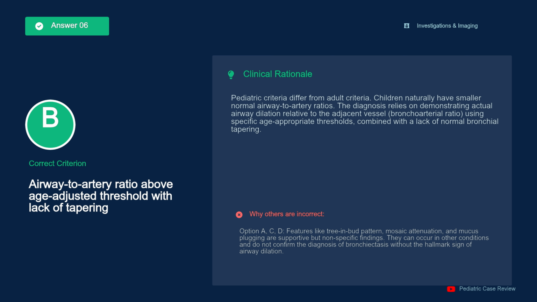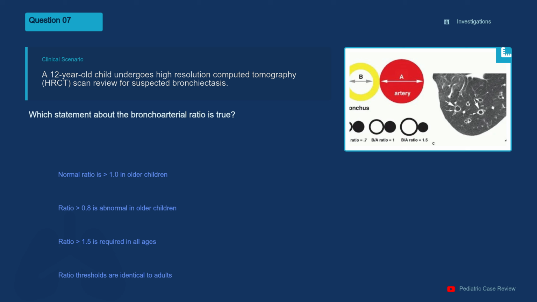Options A, C, and D represent important but non-specific findings. Tree and bud pattern indicates small airway inflammation but not necessarily dilation. Mosaic attenuation suggests air trapping. Mucus plugging occurs in many conditions. None of these alone demonstrates the structural airway dilation required for bronchiectasis diagnosis. Question 7. A 12-year-old child undergoes high-resolution computed tomography scan review for suspected bronchiectasis. Which statement about bronchoarterial ratio measurement is true?